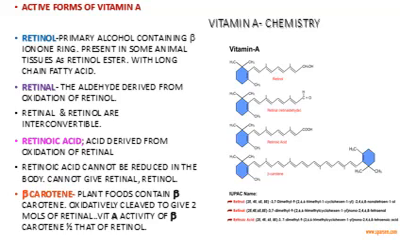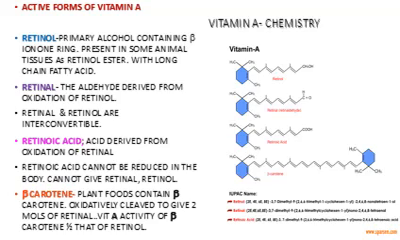Now what are the different active forms of vitamin A? There are three main active forms of vitamin A. The first is retinol. Retinol is a primary alcohol, as you can see in the figure on the right. The terminal group is a CH2OH group. So it's a primary alcohol and it contains the beta ionone ring. Now in some animals this alcohol is present as an ester. So it is present as retinol ester, and you can see there is a long chain fatty acid also.